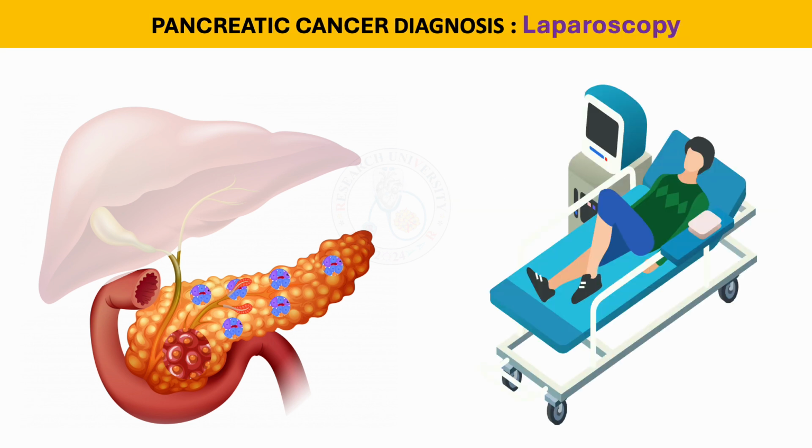This minimally invasive surgical procedure involves inserting a thin, flexible tube with a camera through a small incision in the abdomen. It allows doctors to directly visualize the pancreas and surrounding tissues, take samples for biopsy, and assess the extent of the cancer spread.